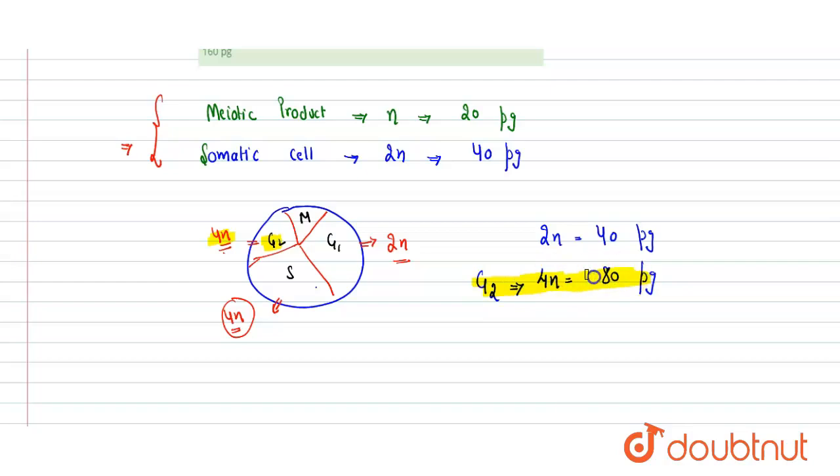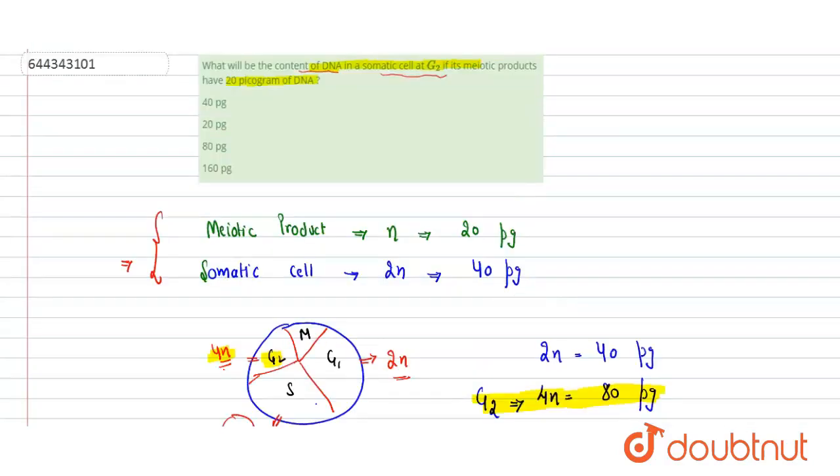the DNA, and after that it will enter into cell division, where the chromosomes will be divided into the two daughter nuclei. Cell division occurs, but only at this stage in the cell cycle does it have the tetraploid content, or at the end of S phase also, not at the start. So this is 80 picogram.